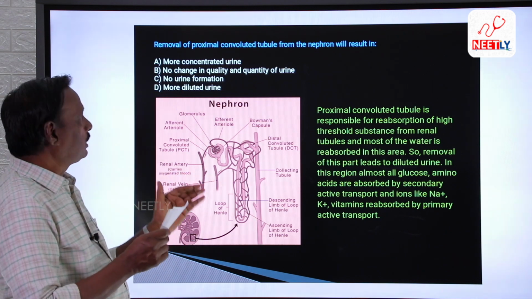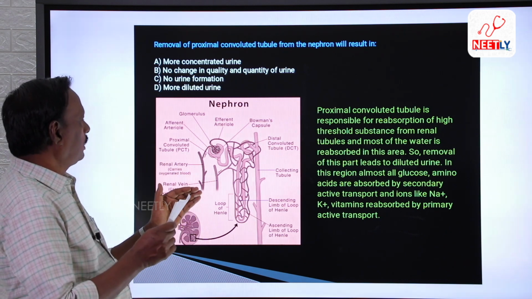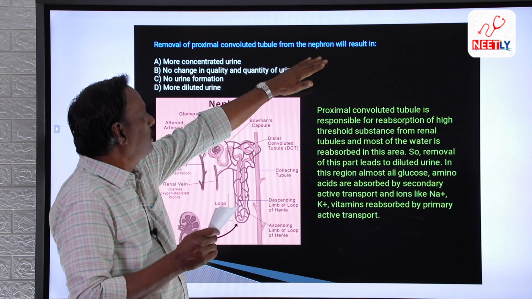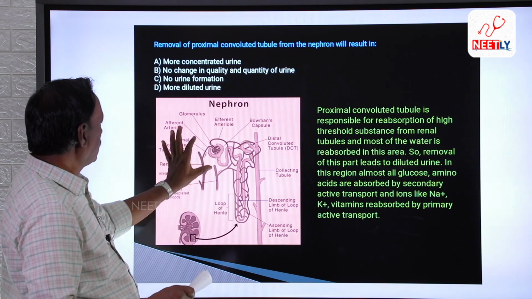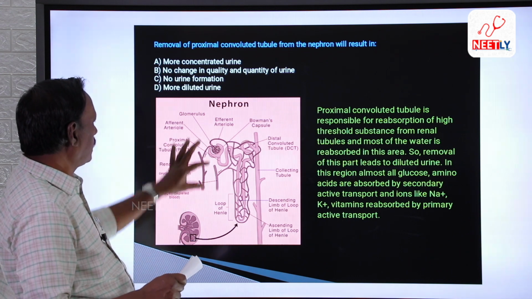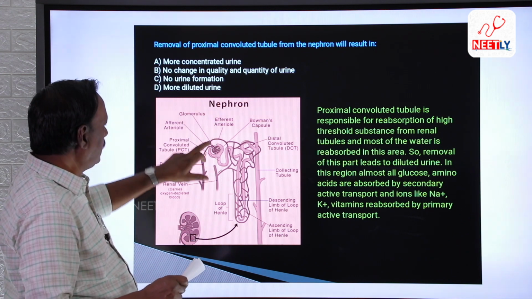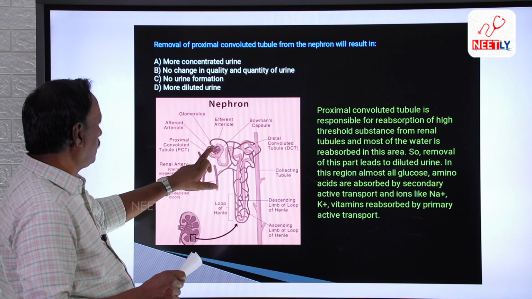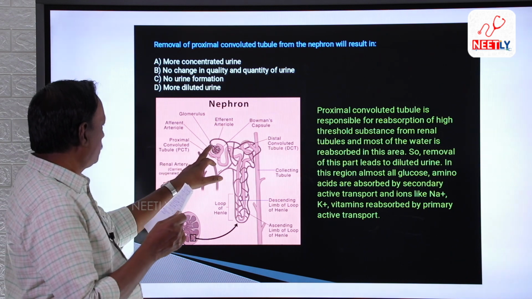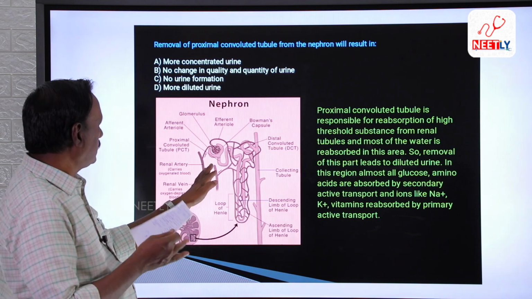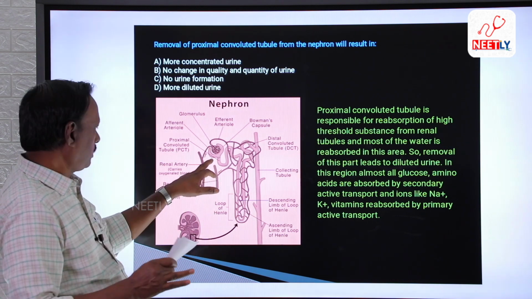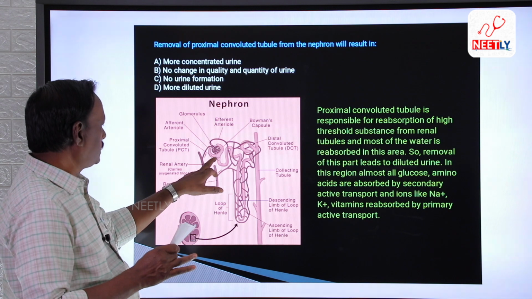Inside the nephron, you can find the different parts. One is known as the glomerulus part or the Bowman's capsule. Actually, this Bowman's capsule and glomerulus are responsible for filtering, or you can say that a physical filter mechanism is taking place here.